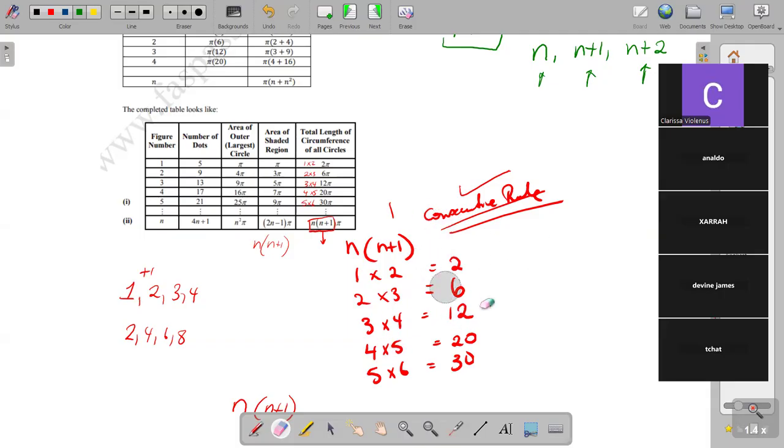Once you finish copying, let me know. I was wondering why they were saying follow the quadratic rule. It is technically quadratic, because if you think about it, this represents n square plus n. Everybody see that?